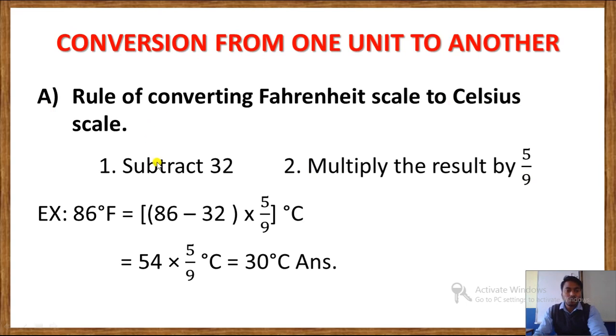then we had seen how to convert the Fahrenheit scale to the Celsius scale. For that we have 2 points. First, subtract 32 from the given temperature. Okay, then second, multiply the result by 5 by 9.